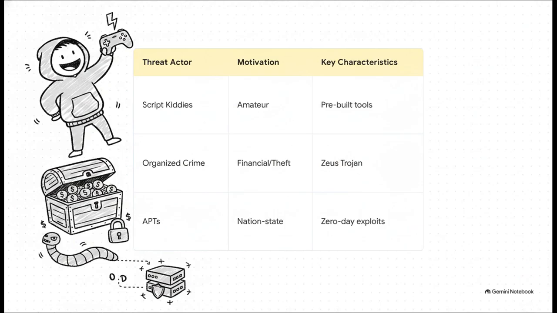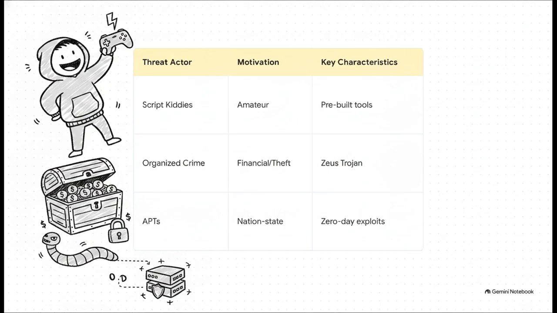Back in the early days, malware was mostly written by experimenters, just messing around. But today, it's a whole different ballgame. Consider script kiddies at the top. These are amateurs driven by curiosity or malice, relying mostly on pre-built tools. Contrast that with organized crime syndicates in the middle, who are motivated purely by financial theft. Think of the infamous Zeus Trojan that was used to harvest banking passwords.